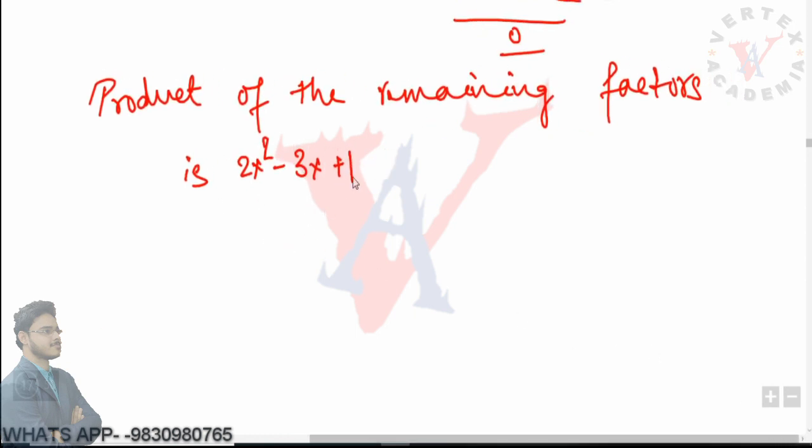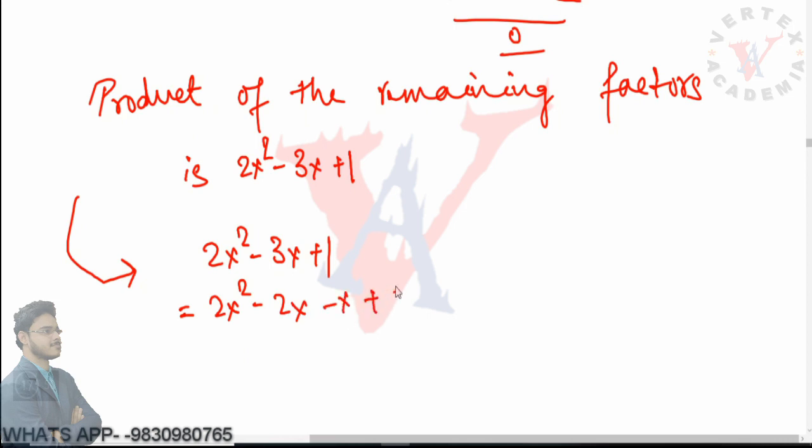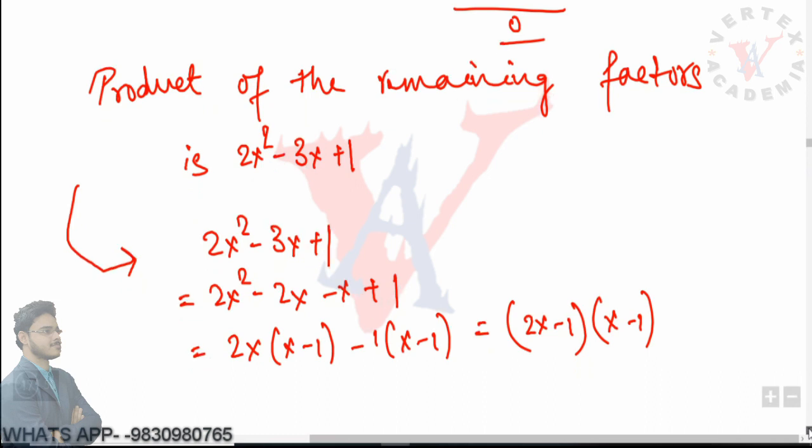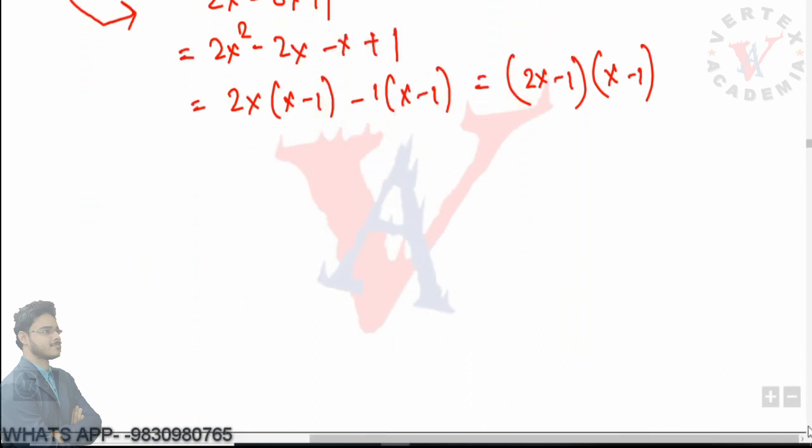Now if we are able to factorize 2x² − 3x + 1, then we will be able to get the actual factors. So factorizing 2x² − 3x + 1 equals 2x² − 2x − x + 1. So it is 2x(x − 1) − 1(x − 1), which equals (2x − 1)(x − 1). So finally we have got all the factors of the polynomial.